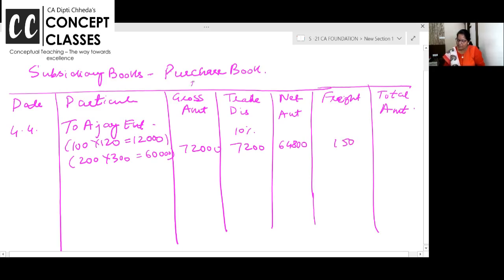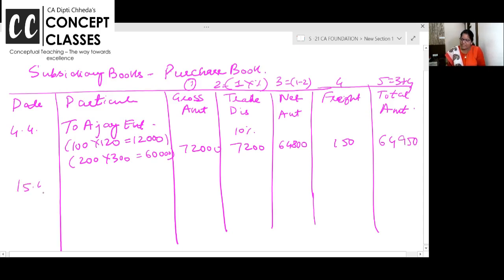You can give the column numbers. 1, into percentage, that's what you get. 3 is equal to 1 minus 2, net amount. Freight is 4. Fifth column is 3 plus 4. Just to understand the logic. Whatever is your net purchase cost, when you buy the goods, the on-road transportation charges, carriage, insurance, all that you have to bear. 64,950. This is done. 4th of April is done.